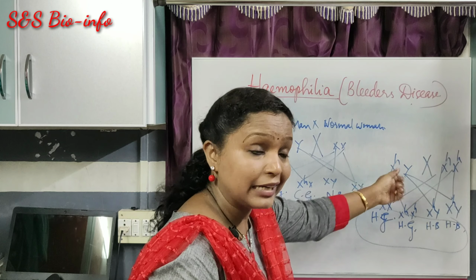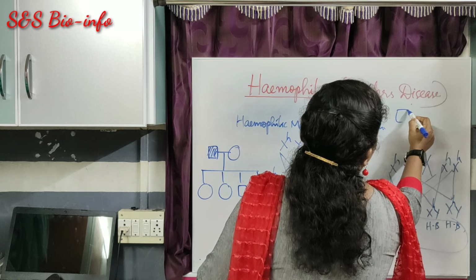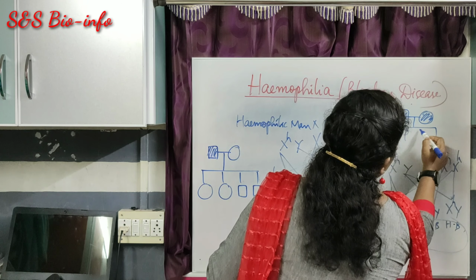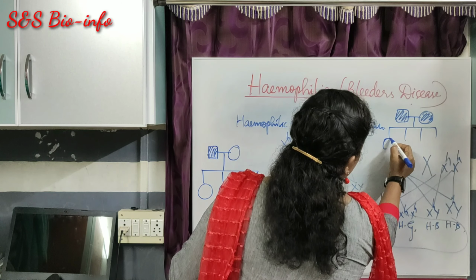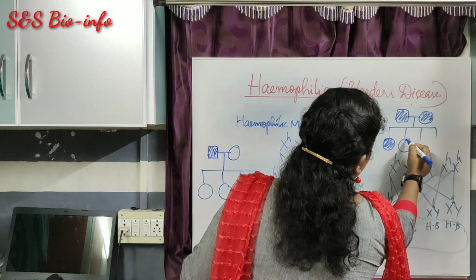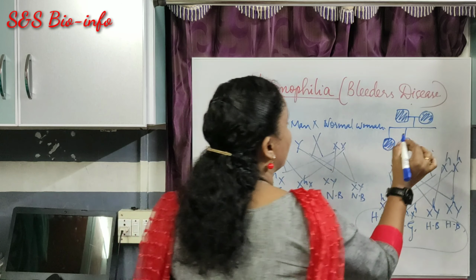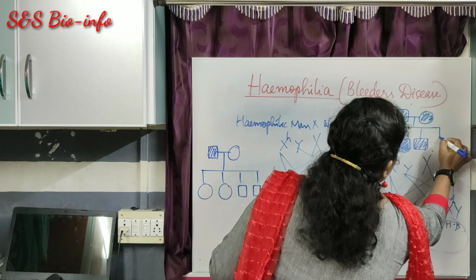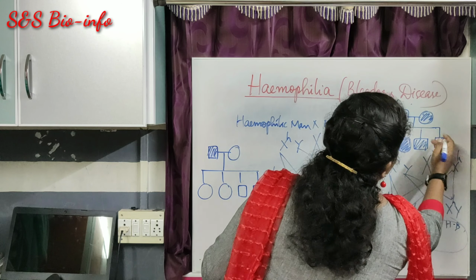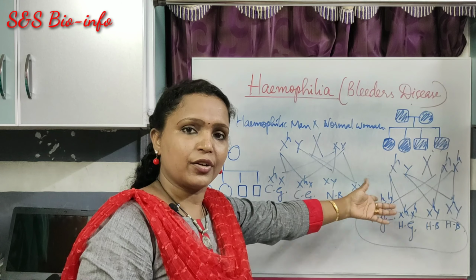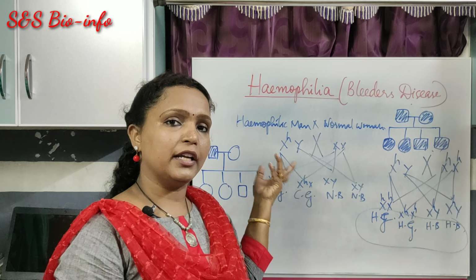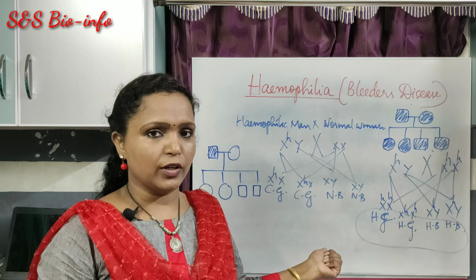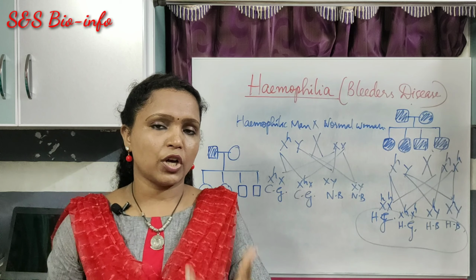How can we represent the cross where both parents are affected? All children are affected. The first is a hemophilic girl, affected; the second also a hemophilic girl, affected; the third a hemophilic boy; the fourth also a hemophilic boy. This is the pedigree of that particular cross. This is the way we can draw the pedigree if we get the genotypes of the parents as well as the young ones. I hope you understood the topic well.